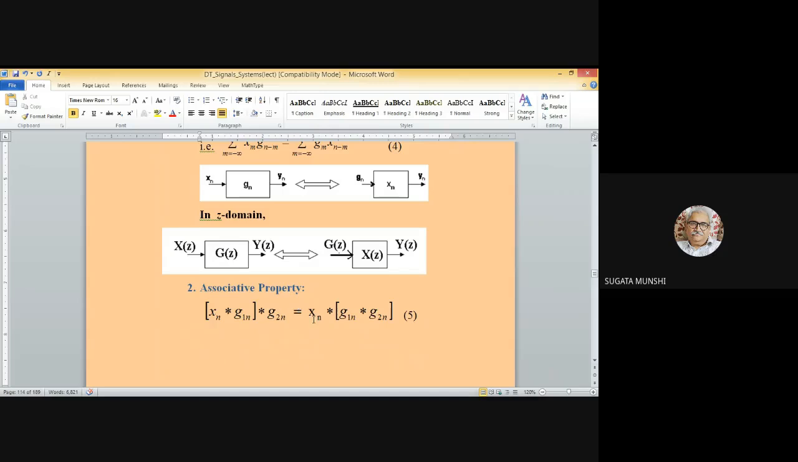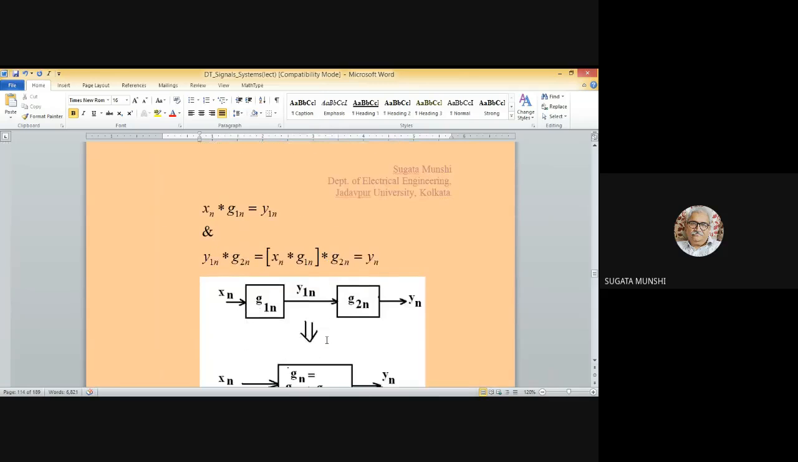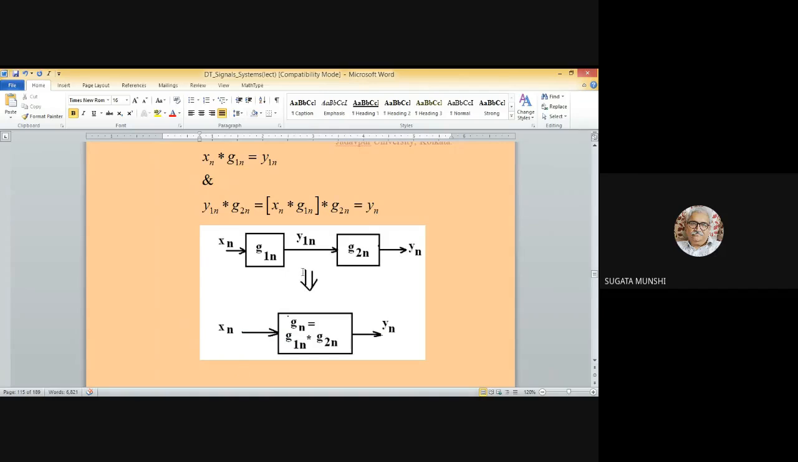It must be equal to convolution of x[n] with the result of convolution of g1[n] with g2[n]. It means that this is the case. And what is the right-hand side representing? As if you have a system with impulse response g[n] equal to g1[n] convolved with g2[n].